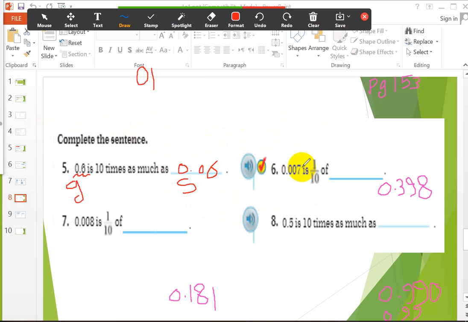Let's move to exercise number 6. Okay? In exercise number 6, let's read. 0.7 thousandths or 0.007. 7 thousandths is 1/10 of a number. 1/10 of a number. The question is too long. We solved a similar question in chapter 1, I think. But it was about the whole numbers, not decimal numbers.